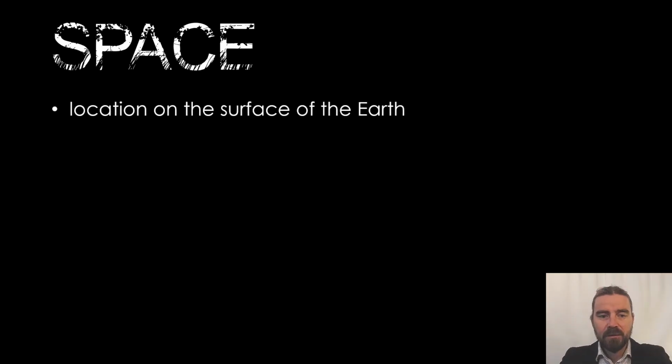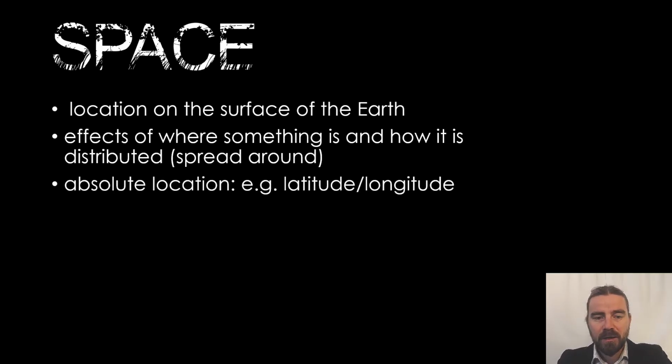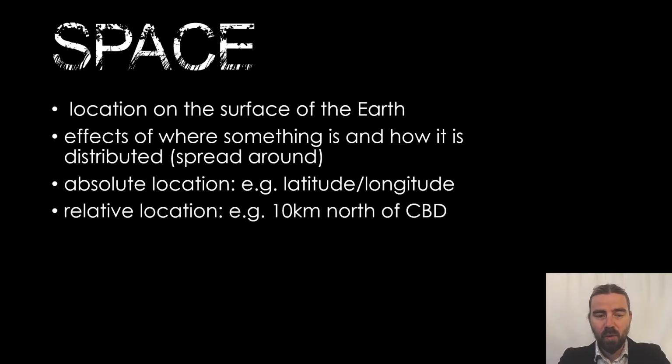space. Space is a location on the surface of the earth. It's the effects of where something is and how it's distributed. Distribution means spread around. So geography is all about the importance of where stuff is. So space is a really, really important concept. There are two different ways to think about space or location: absolute location, e.g., latitude and longitude, or relative location, so where something is in relation to something else.